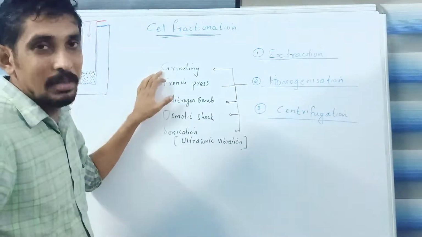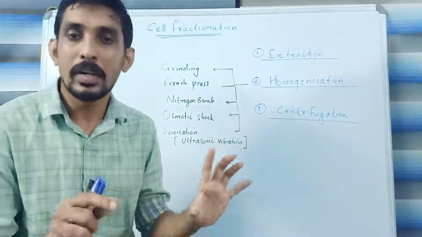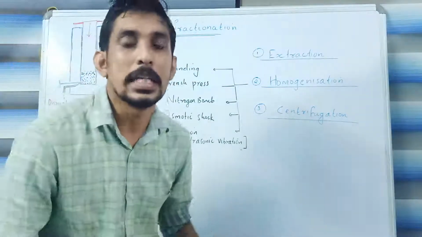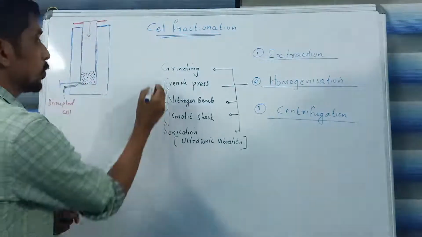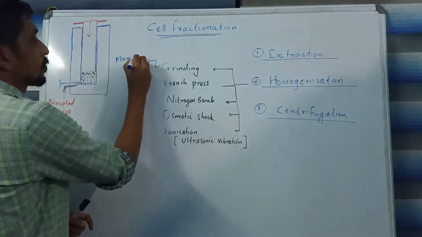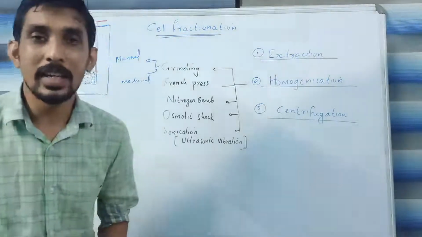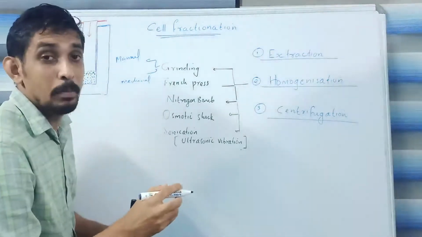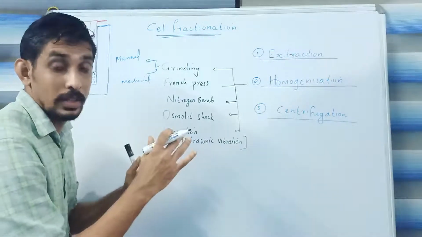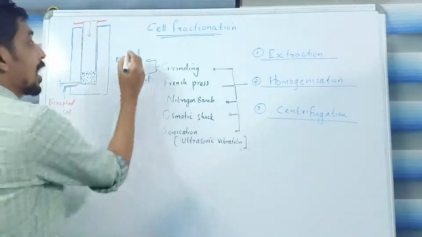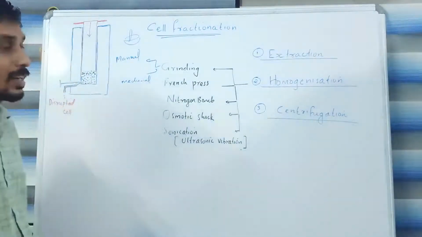One is called the grinding method. You can take a cell having a definite cell membrane and cell wall, or you can take tissues. During grinding, we can follow two methods. One is called manual grinding, and the second is called mechanical grinding. In manual grinding, we destroy the cell membrane and cell wall to release the cytoplasmic content, that is all the cytoplasm including the cell organelles, by using a pestle and mortar. That is called manual.